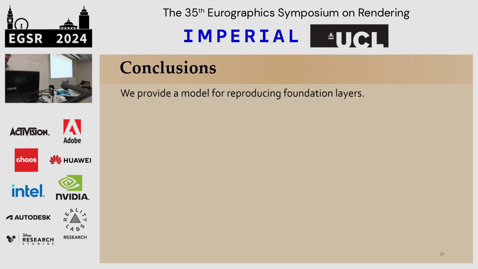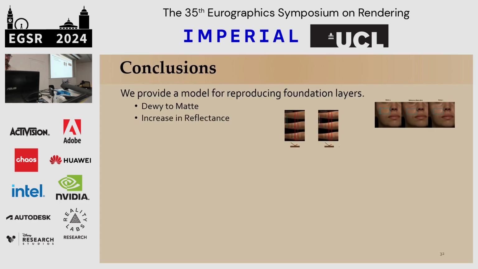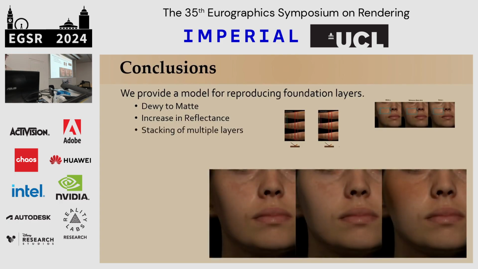So in conclusion, we provide a model for reproducing foundation layers. We were able to reproduce dewy and matte appearances in a continuous way. And then we are also able to reproduce this increase in reflectance phenomenon, and also the stacking of multiple layers, which is what I'm showing here. So we have a foundation layer here, and on top of this, we add another bronze layer. And this is how they look.